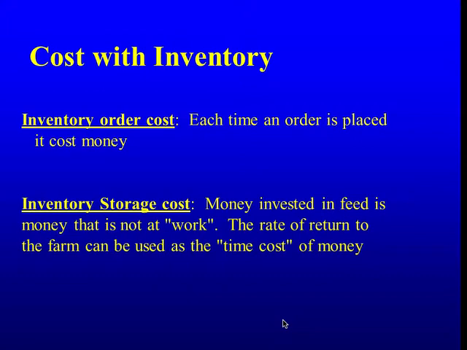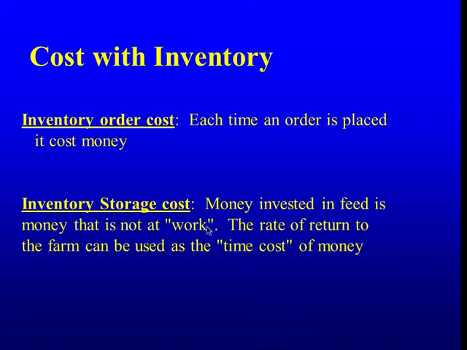So now the cost of inventory can be divided into 2 major components. One, the inventory order cost. In other words, each time an order is placed, it costs money. An administrative assistant has to make the phone call, go check the inventory, so that takes time. And so there's a cost associated with the placement of an order.